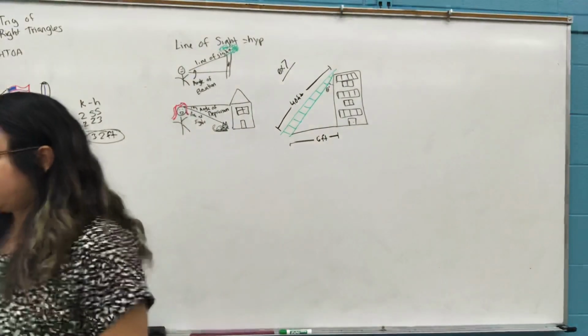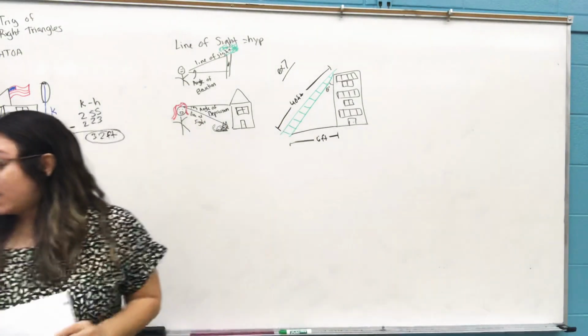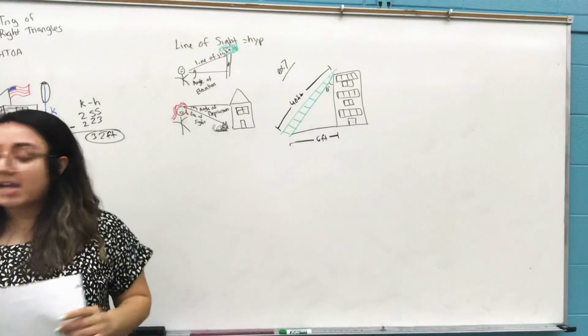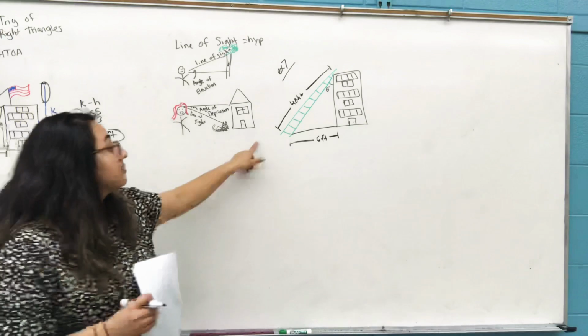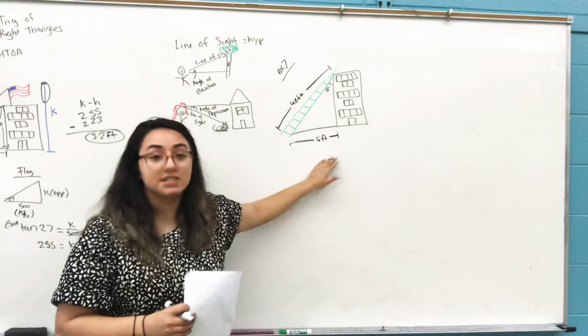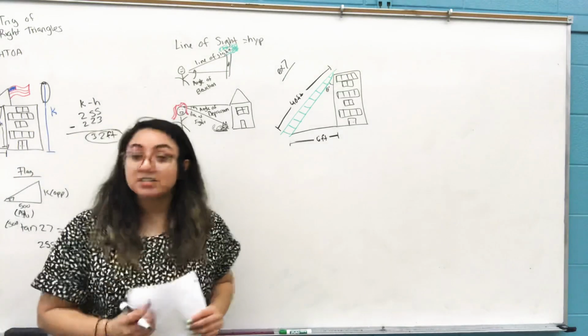So if I read it for you, it says a 40-foot ladder, that's what I have here, it's 40 foot, leans against the building. If the base of the ladder from the base of the building is 6 feet, so from the ladder to the building is 6 feet. Here it says, what is the angle formed by the ladder and the building?